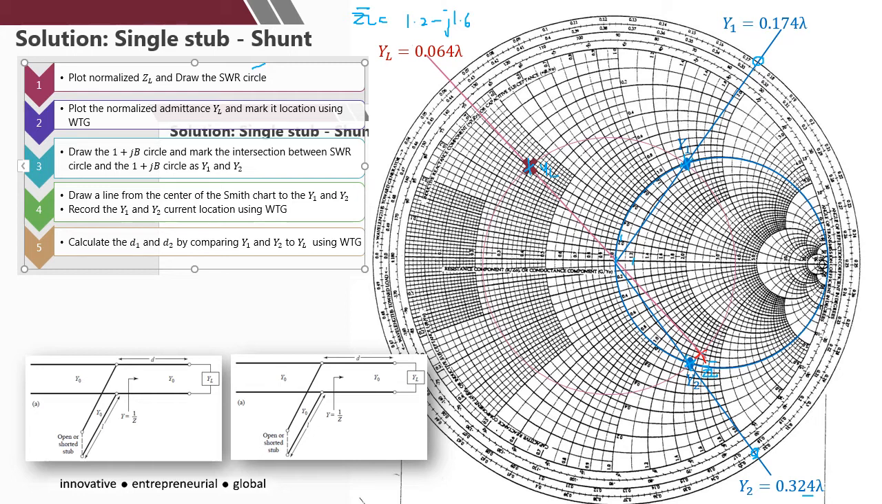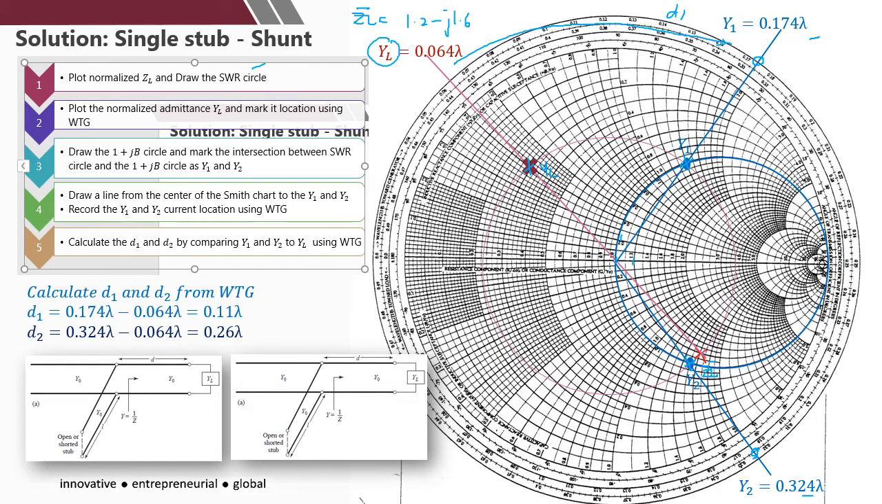Okay, and then calculate D1 and D2 by comparing Y1 and Y2 to YL. So YL is here, and then Y1 is there, so you can get the D1. Right, so D1 equals 0.174 minus 0.064, and D2 is 0.324 minus 0.064, towards generator. Alright, so in this case you have two options, whether to use D1 equal to 0.11 lambda or you want to use D2, 0.26 lambda.